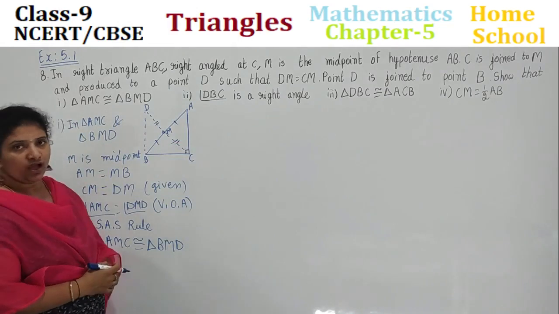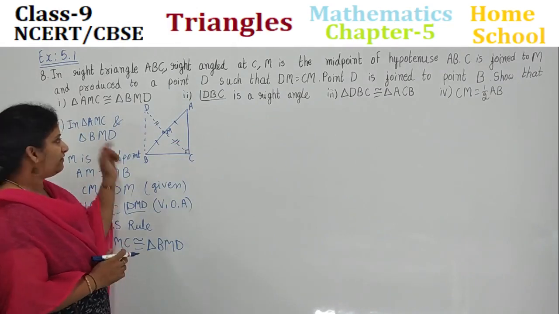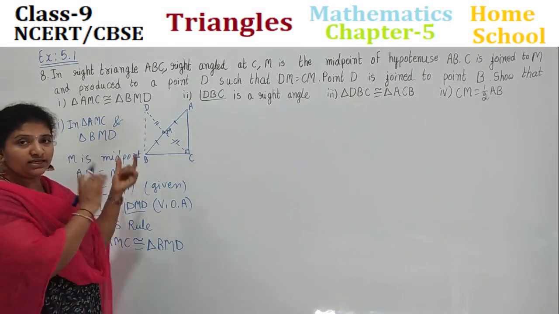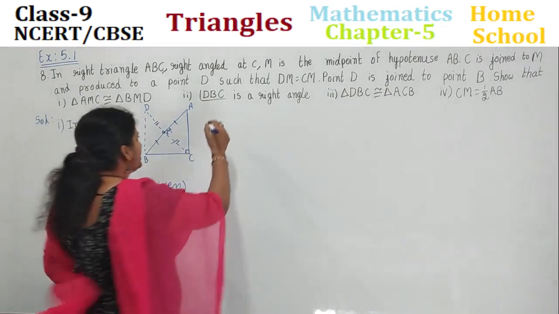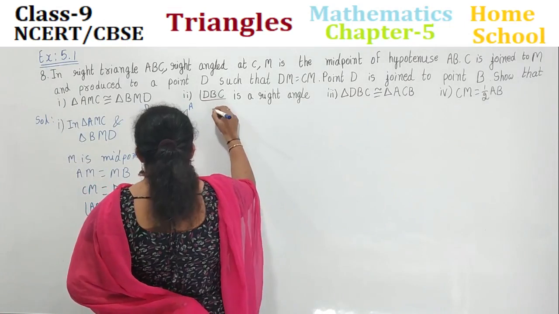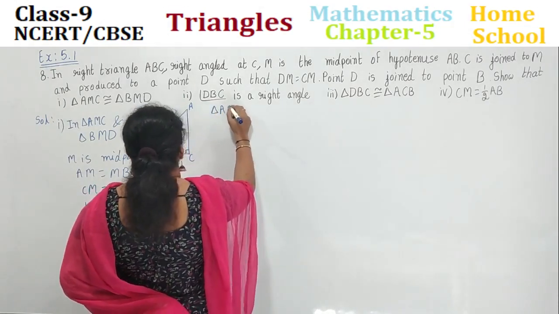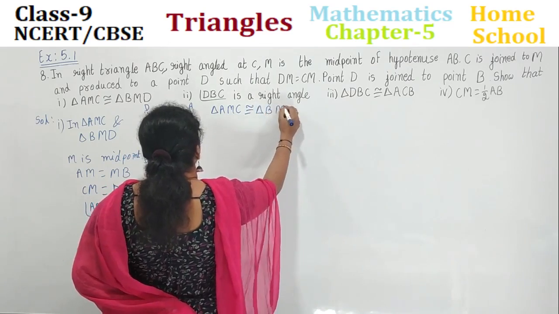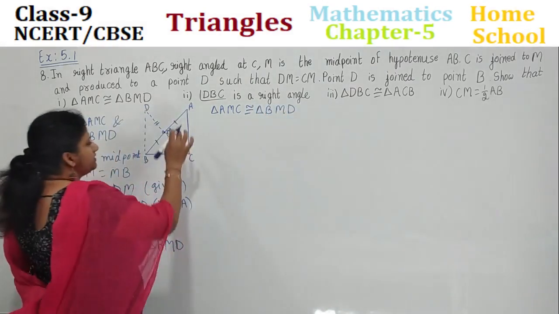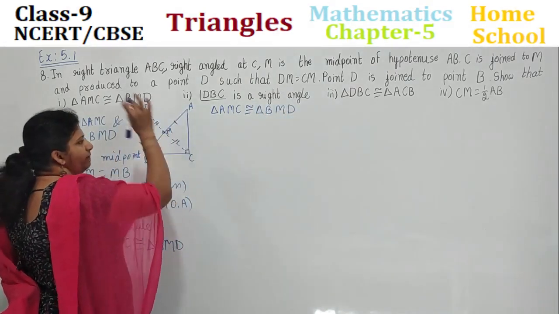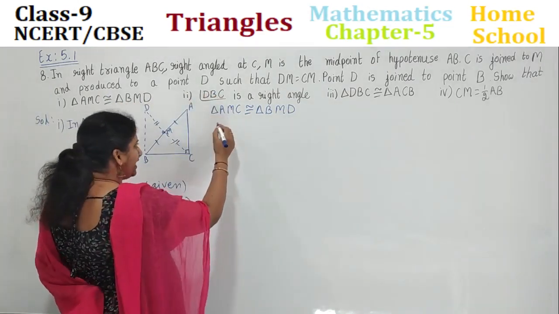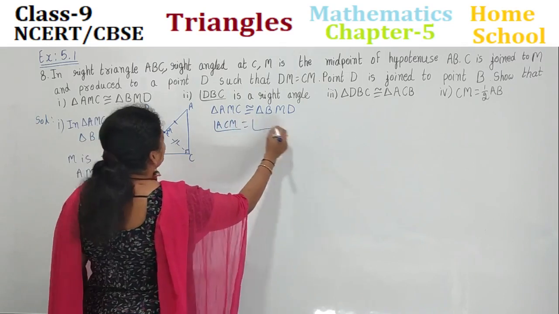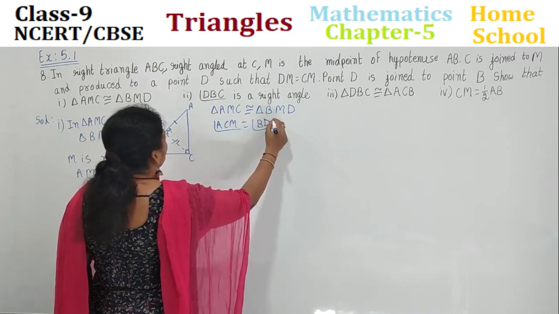I need to prove this. How can I prove it? We know that we have proved these two triangles congruent. By using that, I try to prove. So see here, we know triangle AMC is congruent to triangle BMD. This AMC is congruent to BMD. Therefore, what I can say is angle ACM is equal to angle BDM.